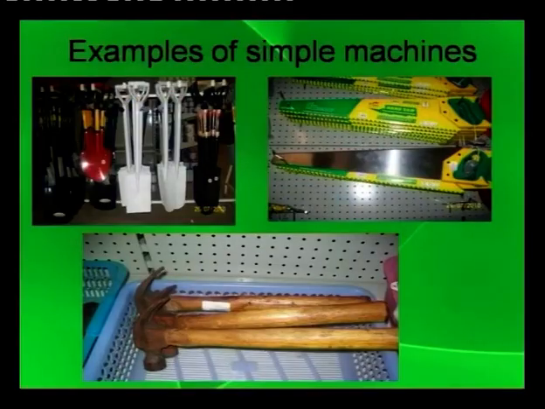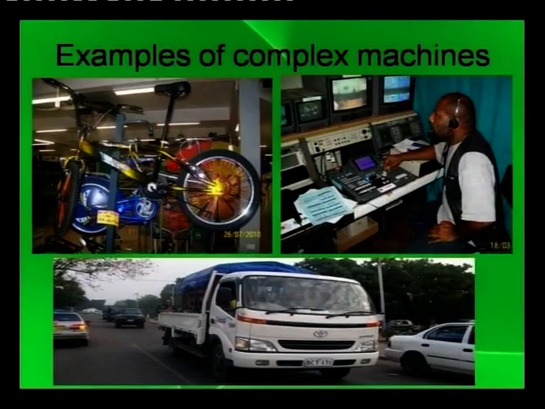All right. On the screen, as you can see, these are some examples of simple machines. You have spade, saw, and hammer. But like I've said, there are many others that you can think of. And you have examples of complex machines, like bicycles, the truck, and computers.